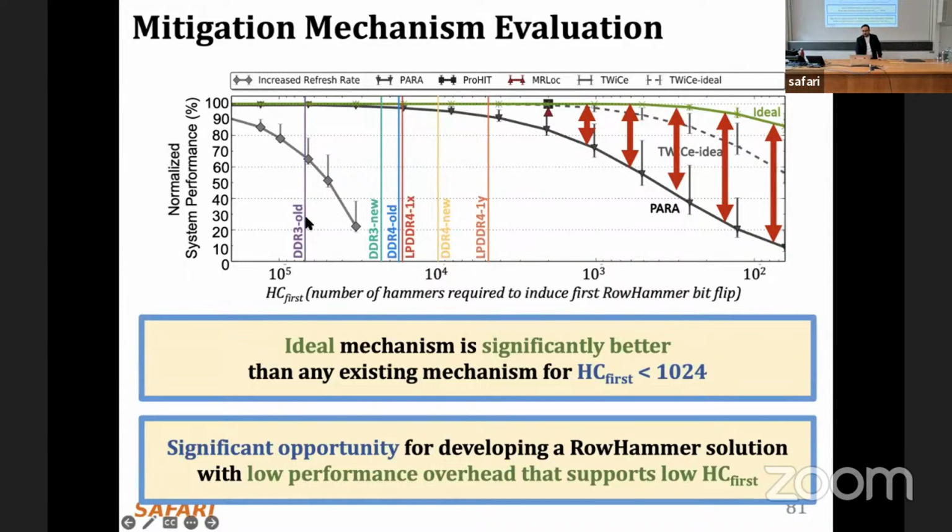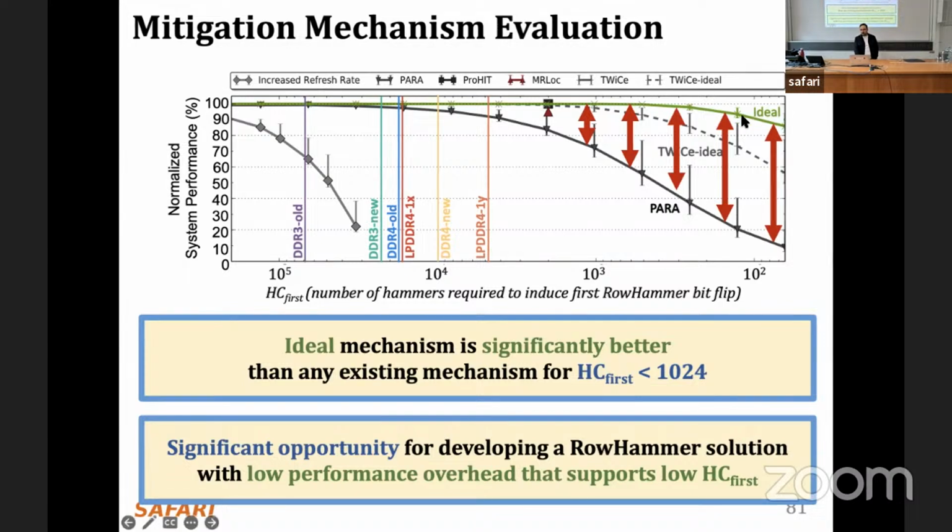And you can see the experimental characterization data actually marked there. DDR3 old is here. You need almost 100,000 activations to induce a bit flip. DDR3 new is here. So you have a few tens of thousands of activations. And on the y-axis, we look at the performance overhead of each given RowHammer mitigation mechanism. As you can see, all the curves are going down as we go from left to right. And this means that your system performance is degraded, and you have some significant performance overheads.